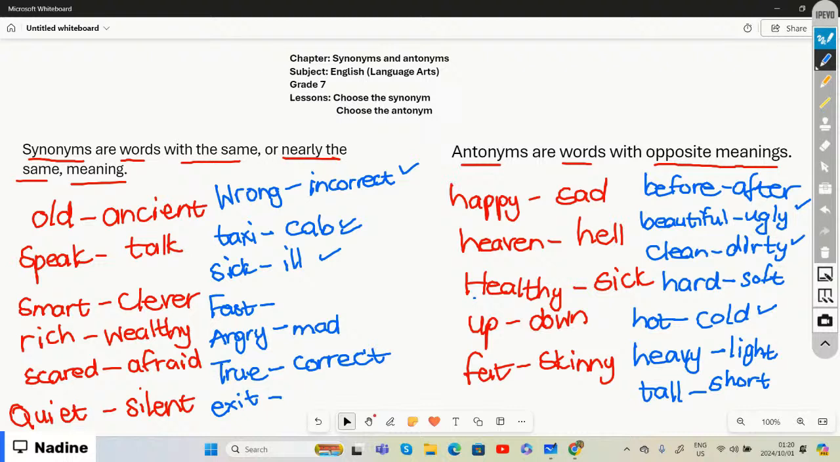Out, or another word for exit. Another word for exit. And a word for fast. A word for fast and another word for exit.